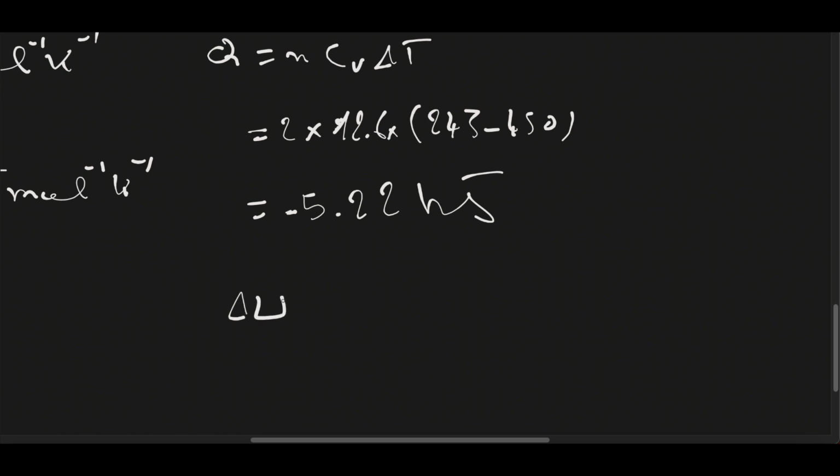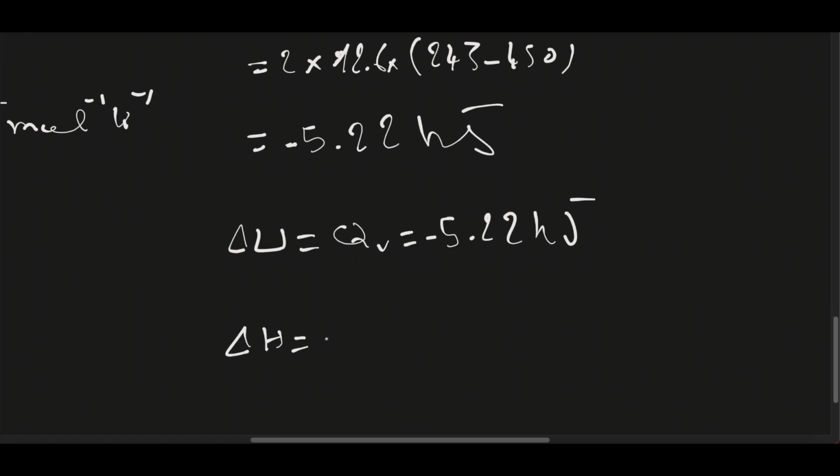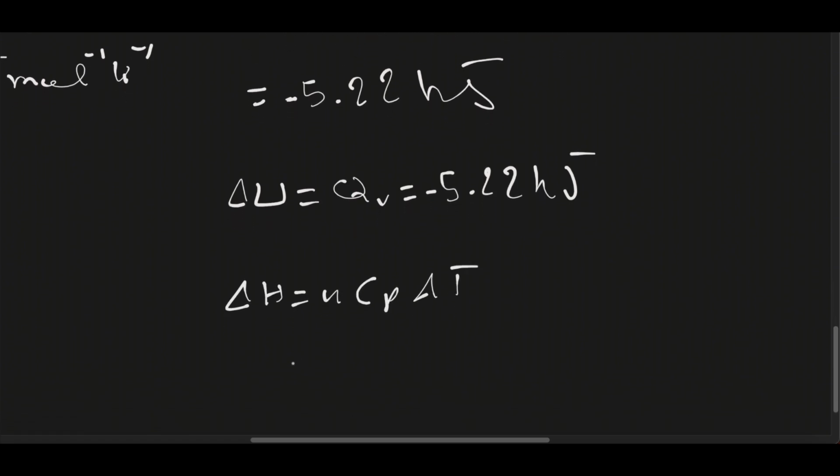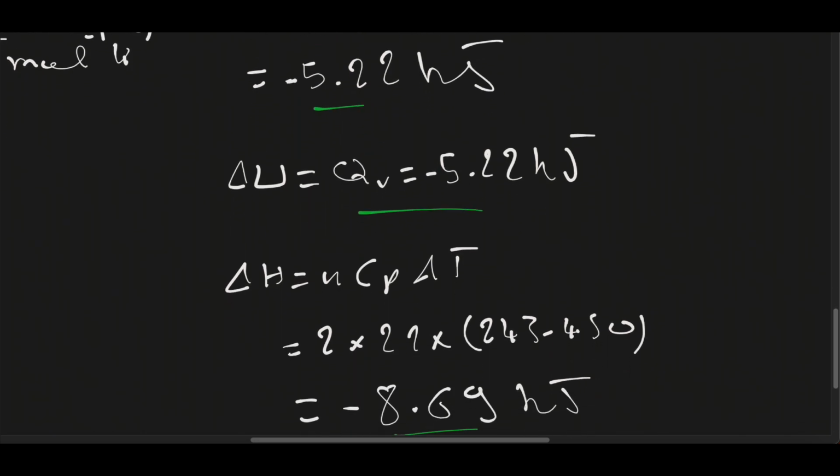Now the change in internal energy is equal to Qv and is equal to minus 5.22 kilojoules, and the change in enthalpy is equal to n Cp delta T, which is equal to 2 times 21 times 243 minus 450 Kelvin, and is equal to minus 8.69 kilojoules. So now we can replace each of these thermodynamic properties in the table.